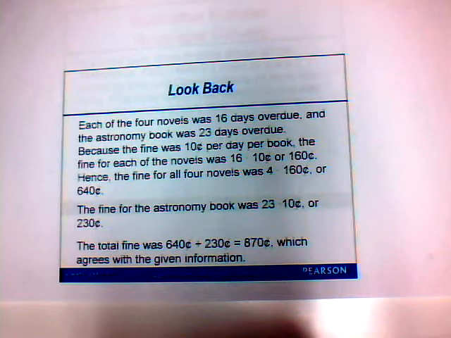Because the fine was 10 cents per day per book, the fine for each of the novels was 16 times 10 cents, or 160 cents, or $1.60 if you want to say it like that. So for the 4 novels, it'll be 160 cents times 4, or 640 cents, or $6.40. Then the fine for the astronomy book was 23 times 10 cents, or $2.30. Now add the $6.40 to the $2.30, and you'll get $8.70. That agrees with the given information.